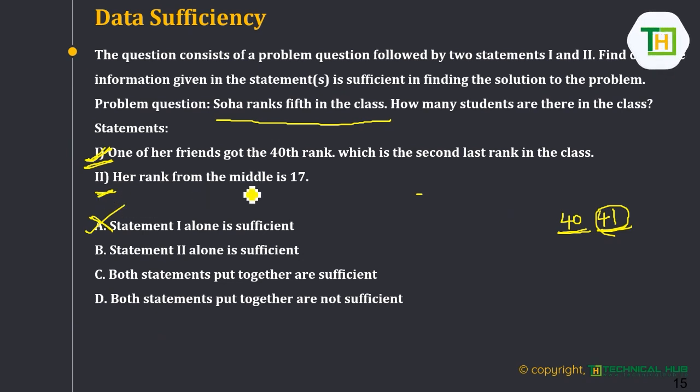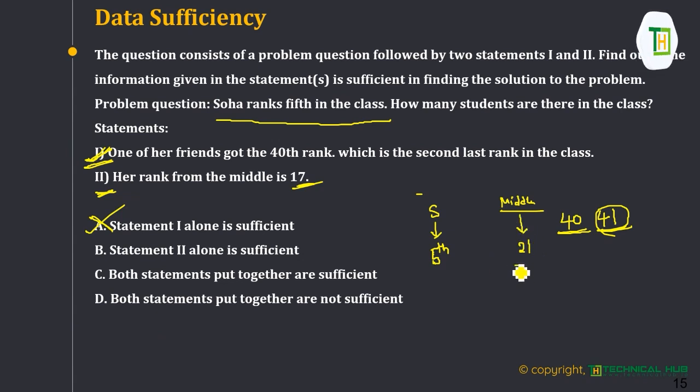Her rank from the middle is 17. Now I know that Soha's rank is 5th. But if I consider her rank from the middle, her rank is 17th. So her rank is 17th from the middle means, what is the middle number then? So the middle number is 21.